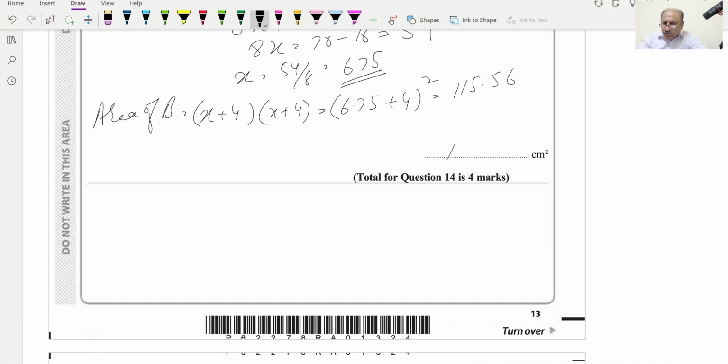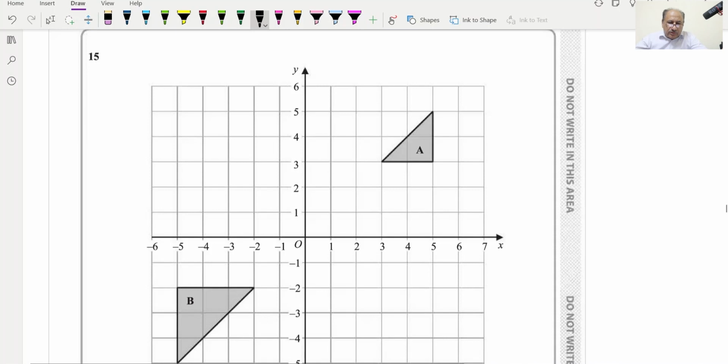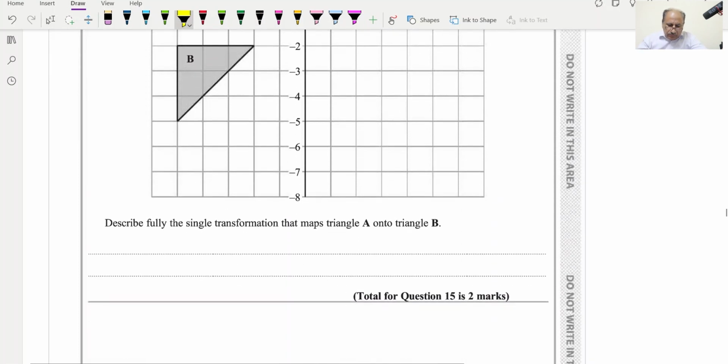So it will be 116. This will be the rounded answer, and hopefully you understood this. This is the 4 mark part, which we are done. Now question number 15. This is a transformation question.